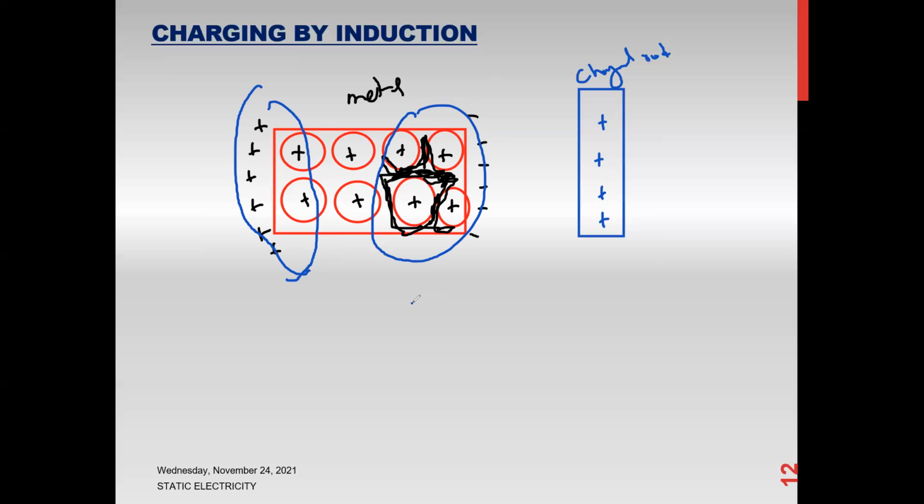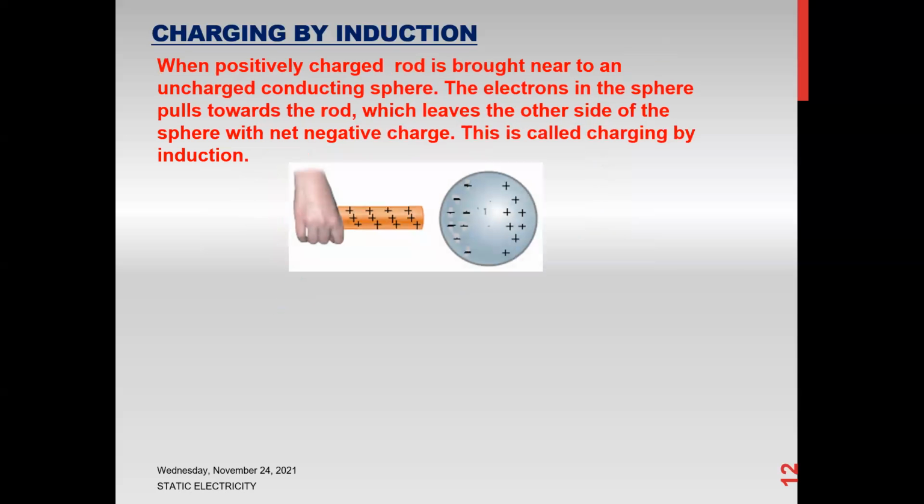So we say there is a net negative charge on one side and a net positive charge on the other side. We call that charging by induction. For example, as you can see, if we bring a positively charged rod, the majority of the electrons are on the left-hand side and the majority of the positive charges are on the right-hand side.